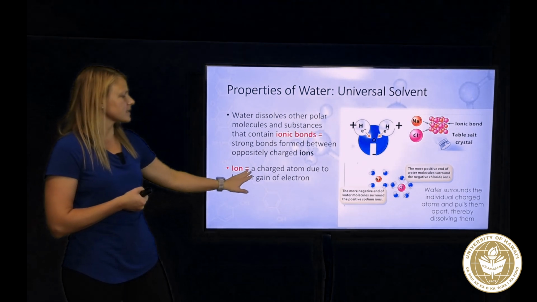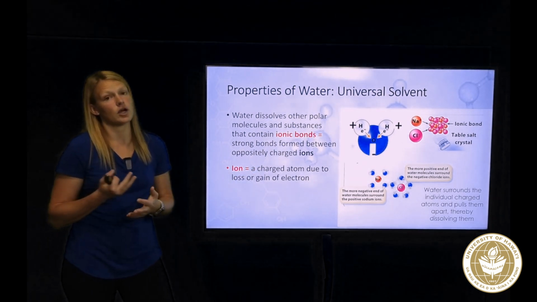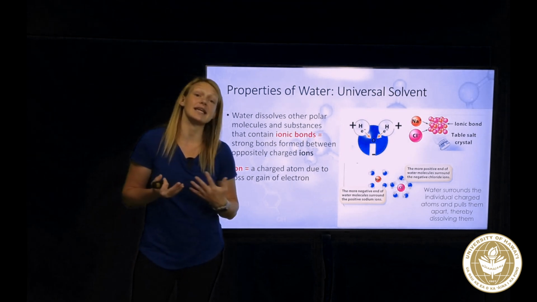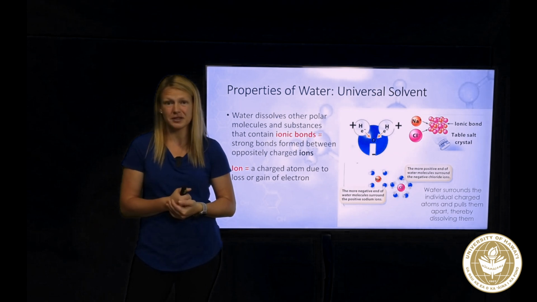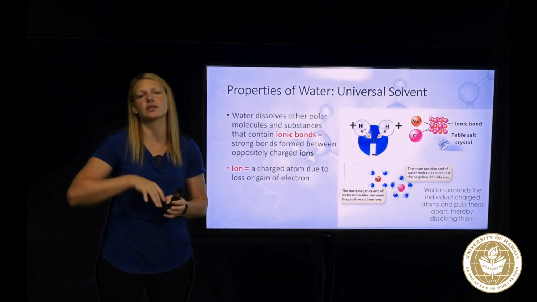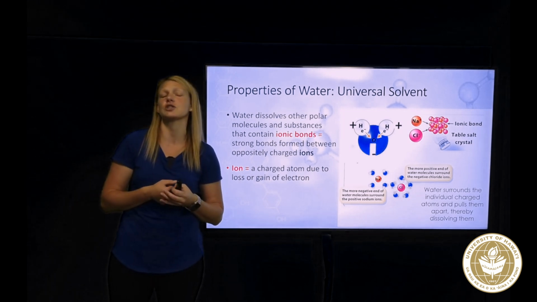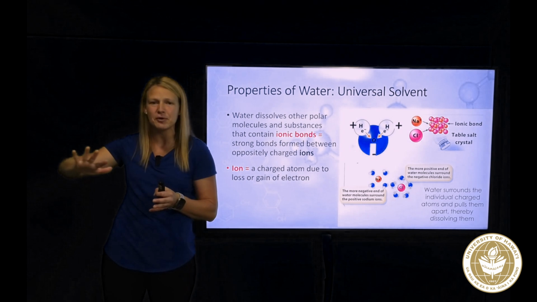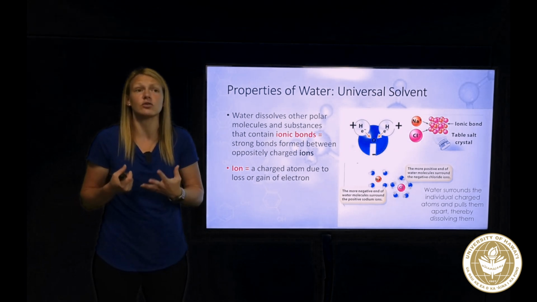An ion is simply a charged atom due to it either losing or gaining an electron. Again, something you probably talked about in depth in a high school chemistry course, but not something we're going to get super into. You probably had to figure out whether something was a cation, meaning positively charged, or an anion, negatively charged. We're not even going to deal with that in this course, but I just want to let you know that water is the universal solvent.